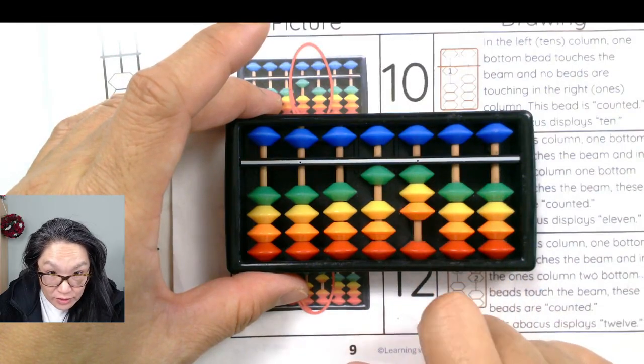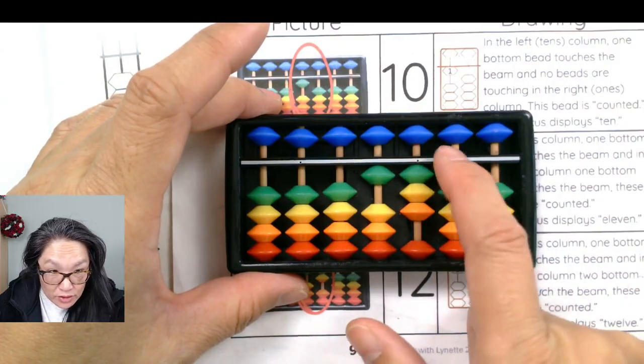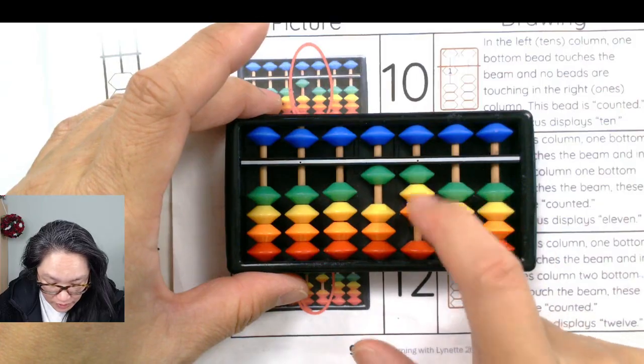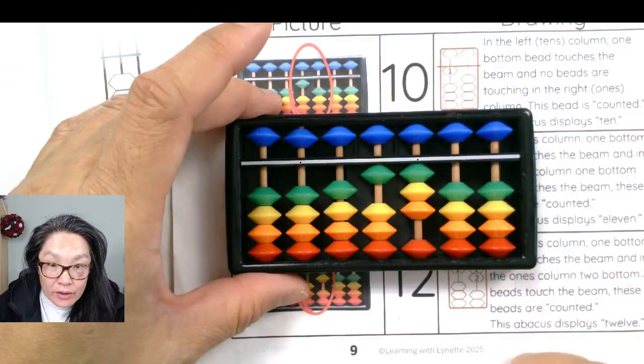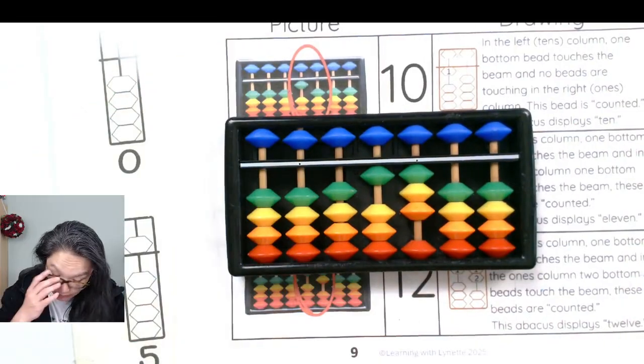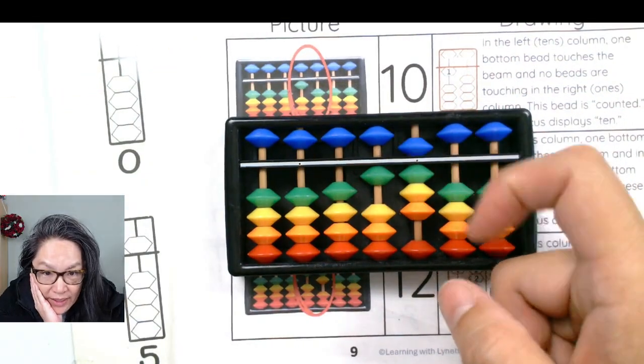After 12 is 13. Does that make sense? So we count whatever beads are touching this horizontal bar. When the beads are touching the horizontal bar, this is now being counted. So these columns over here, they're not being counted. They are just zeros.